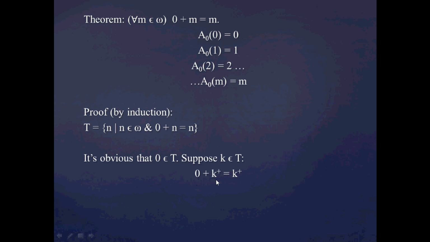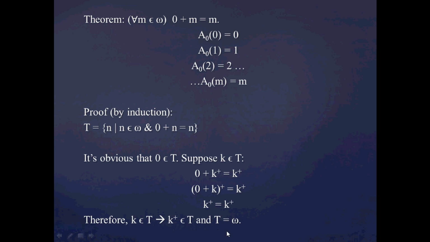So 0 plus k plus, I'm going to use that theorem of addition, that the addition function plus its successor is going to be the successor of 0 plus k in this case. That was one of the two theorems we had, that this line implies this line. Now I'm going to use the inductive step. I know k is in T, so I know that 0 plus k is equal to k. So I have 0 plus k here, and I'm just going to make that substitution. And then I just have k plus equals k plus. So that shows if k is in T, then k plus is also in T.